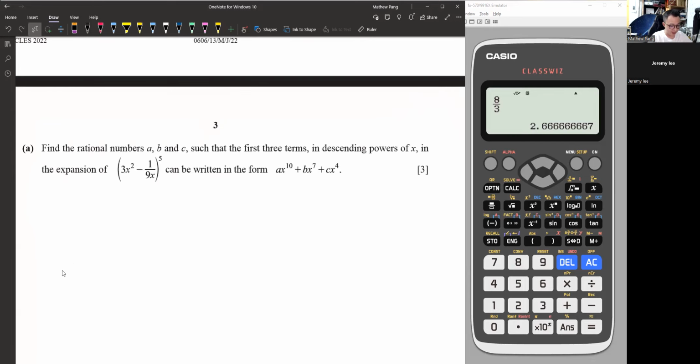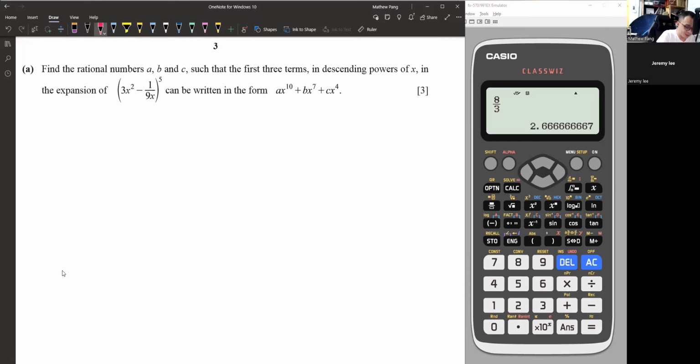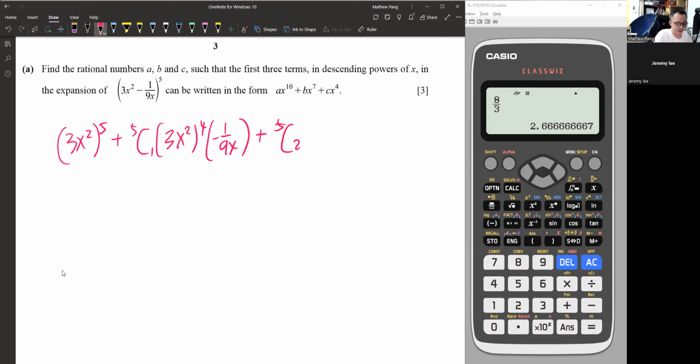First one is a binomial expansion, I guess. First three terms can be written in that pattern. All right, 3 marks. Let's do it. The first term is (3x squared) to the power 5. Next one is 5C1, (3x squared) to the power 4, negative 1 over 9x. The last term is 5C2, (3x squared) to the power of 3, (negative 1 over 9x) to the power of 2.